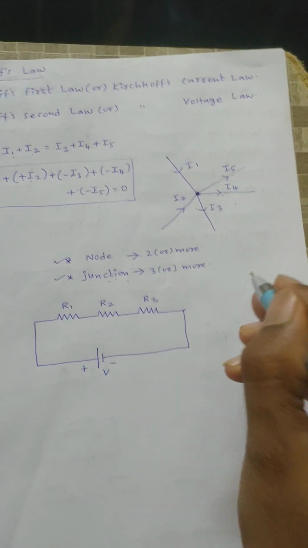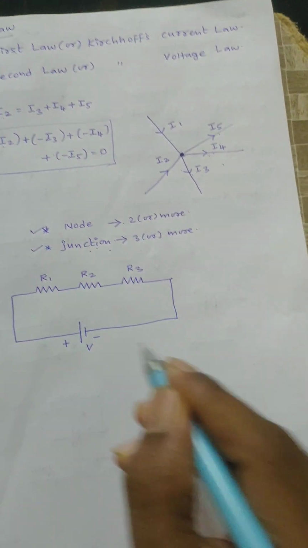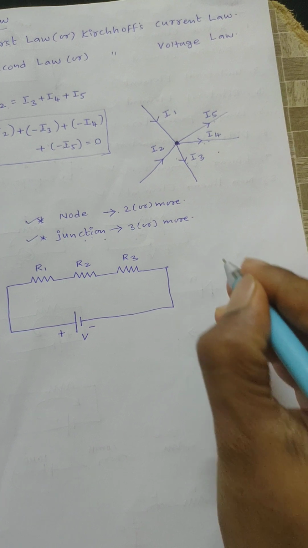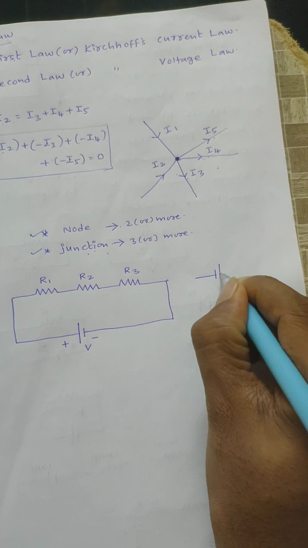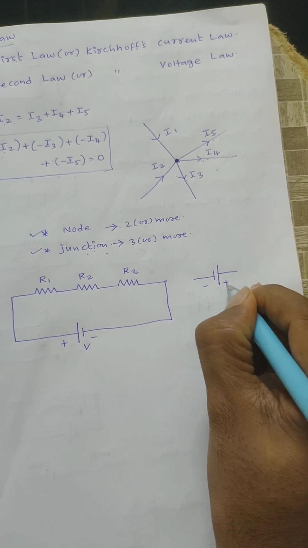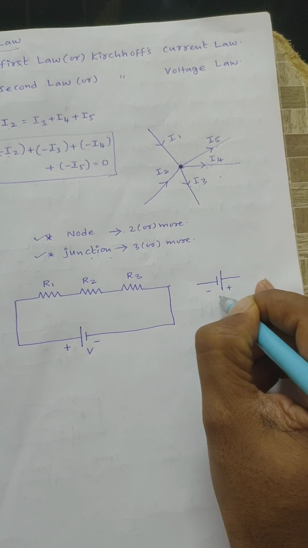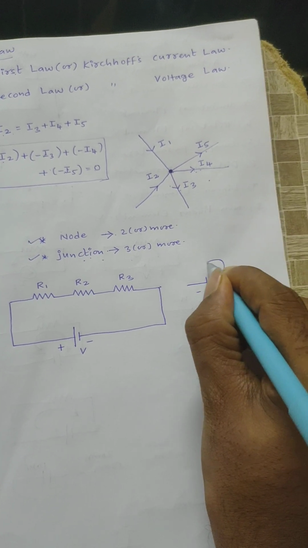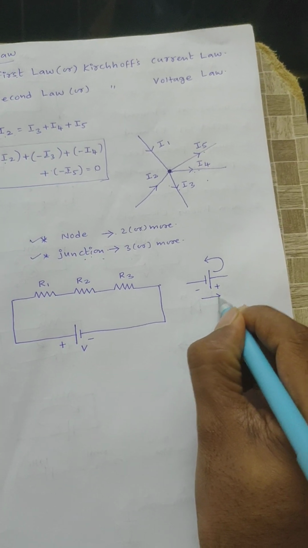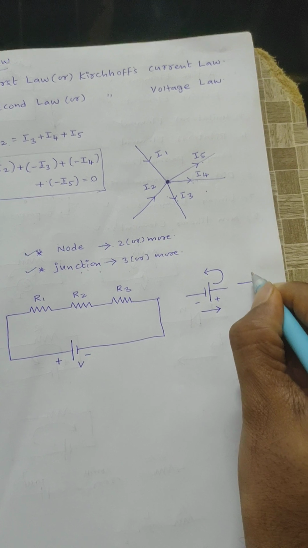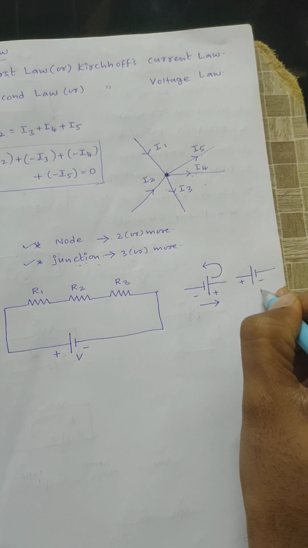Before discussing this topic, first you have to know the sign convention across active elements and passive elements. Suppose the battery direction is like this, minus plus. Current will flow from higher potential to lower potential, so this is the direction of current. If the battery polarities are plus and minus, now this is the direction of current.